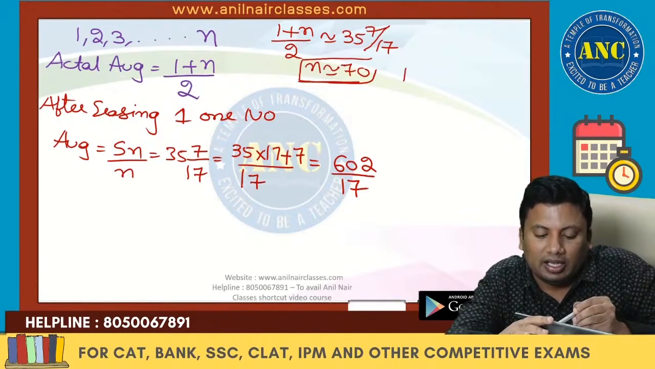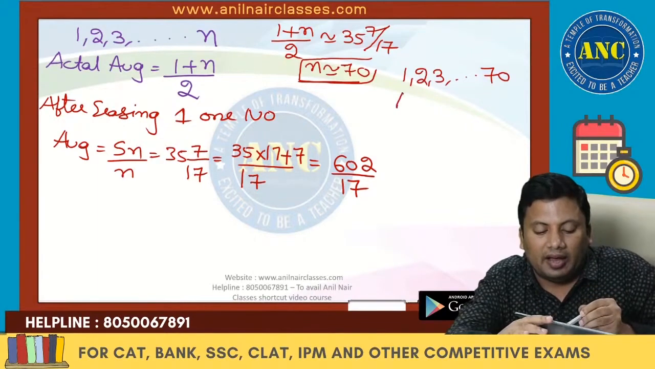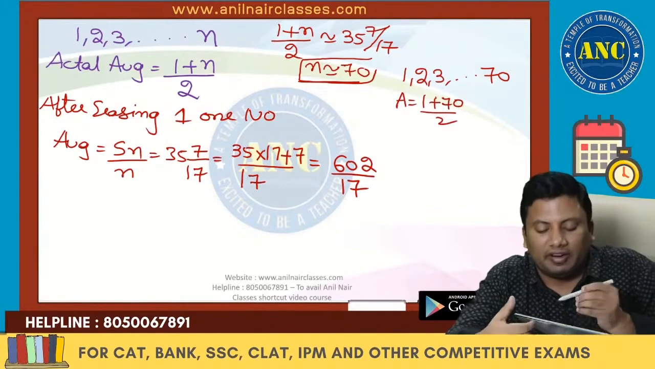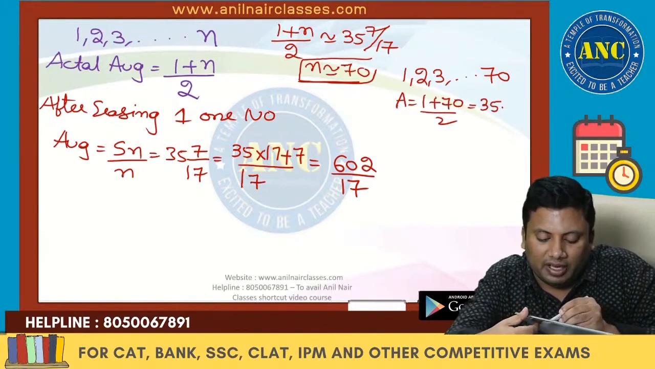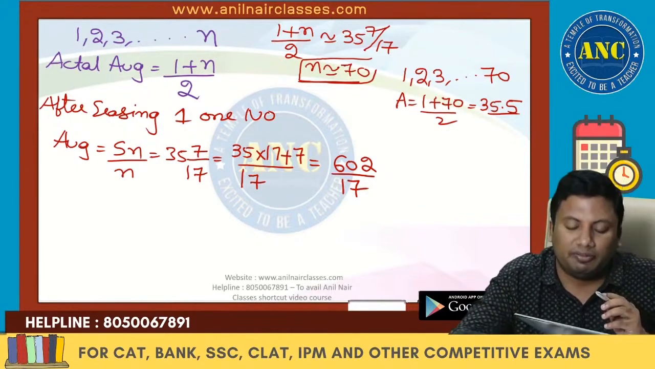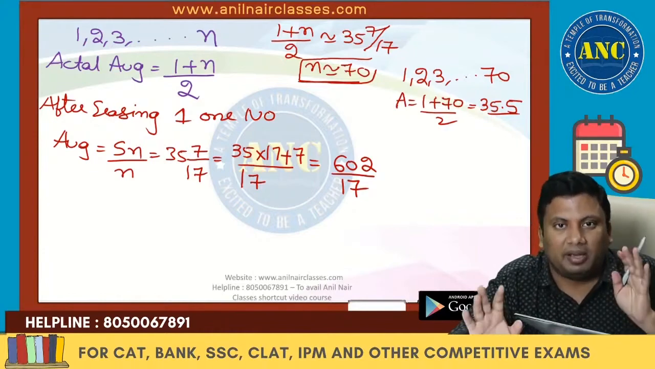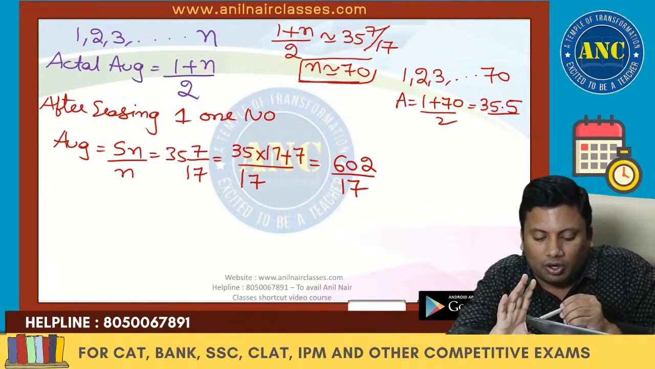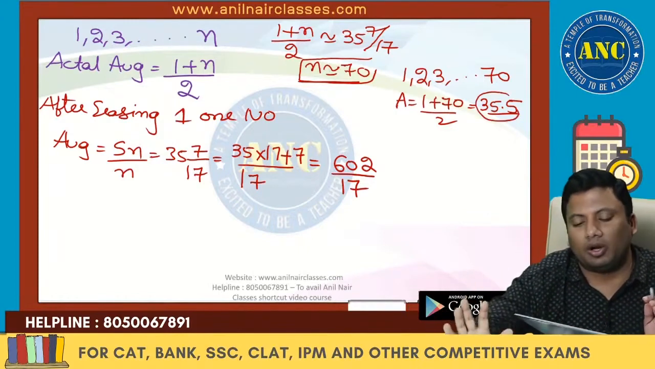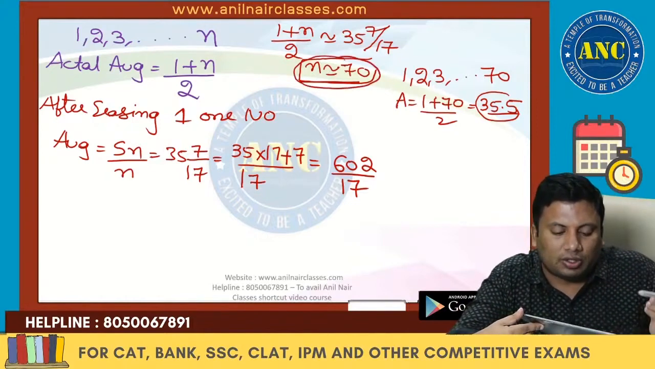Why did I conclude that n will be close to 70? Think logically. If there are 70 numbers, 1 to 70, the average is first term plus last term by 2, which is 71/2 = 35.5. 7/17 is about 0.4, so the given average after erasing one number is about 35.4. If n is close to 70, it is 35.5. So definitely n should be close to 70.